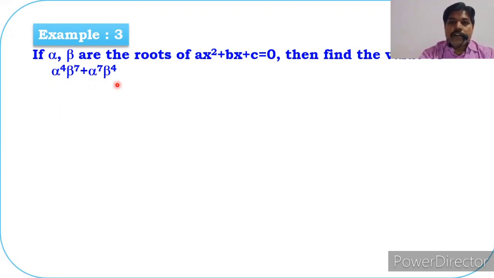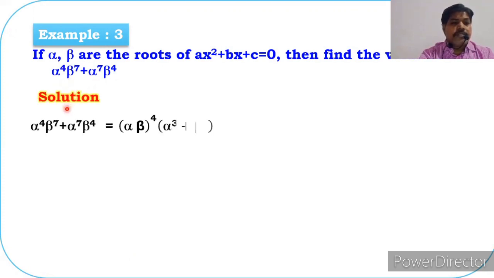So how to use the formulas? You know the formulas. First I am taking alpha power 4 beta power 7 plus alpha power 7 beta power 4. You can take the common factor from both terms, which is alpha power 4 into beta power 4, common from the first term as well as the second term. In the first term, you have taken beta power 4 out of beta power 7, and the remaining value is alpha cube.